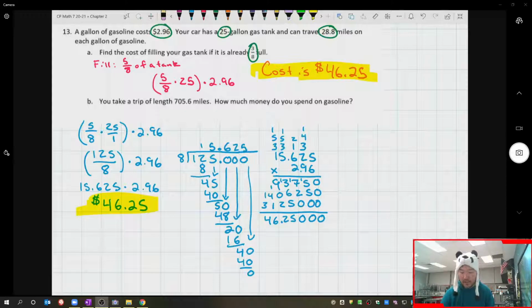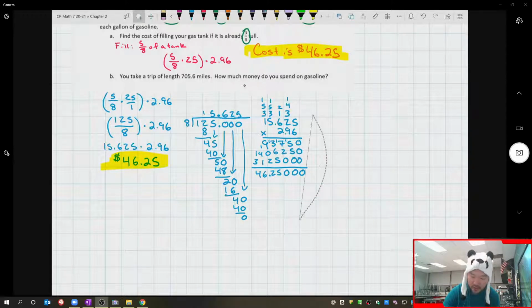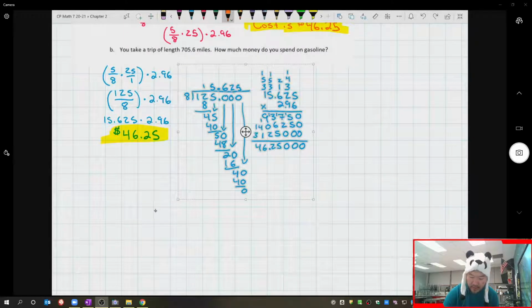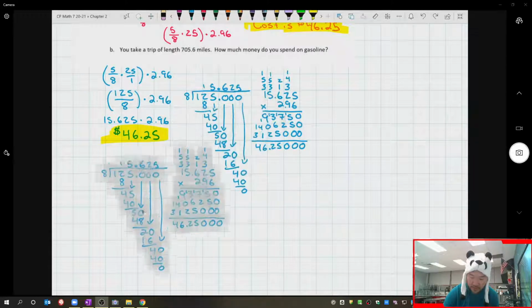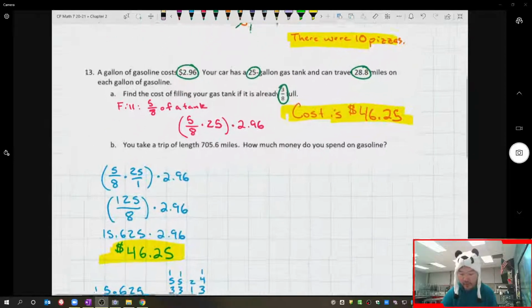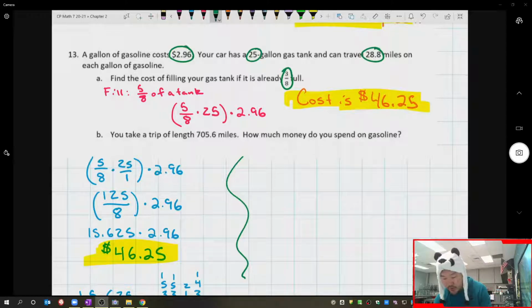So with that being said, I'm going to go ahead and scroll to the second question because there are 2 parts to this, and I'm going to go ahead and move that scratch work a little bit down if my tablet will cooperate. There we go, and give ourselves a little bit of space. So I'm going to do part B over here on the right side. It says, you take a trip of length 705.6 miles. How much money do you spend?